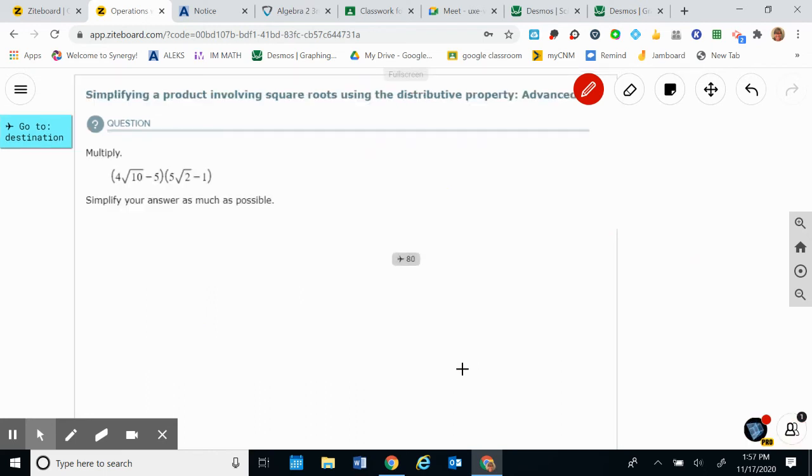Next. Okay, FOIL. This is a first, outer, inner, last thing. Okay, so we're going to do that. I'm going to rewrite it. 4 root 10 minus 5 times 5 root 2 minus 1. Remember, these numbers are stuck together. This is one number. This is one number. I mean, I know it consists of 2 numbers, but it's one real number.